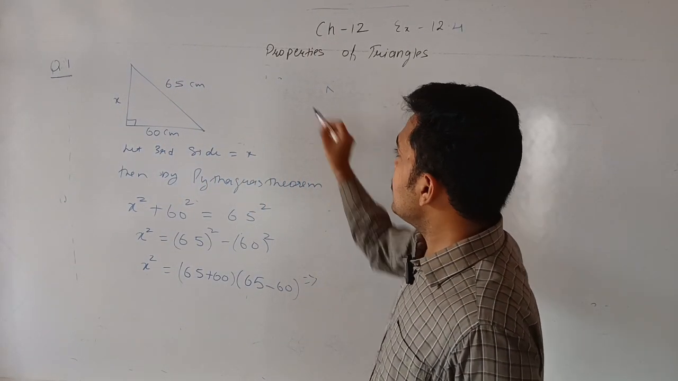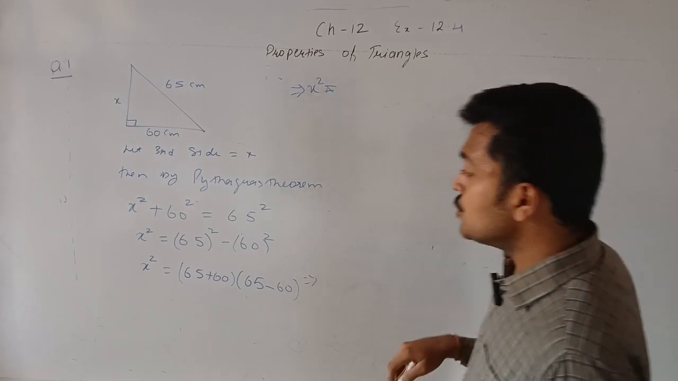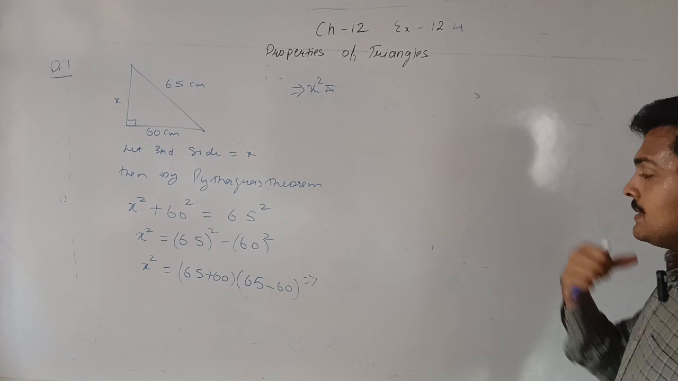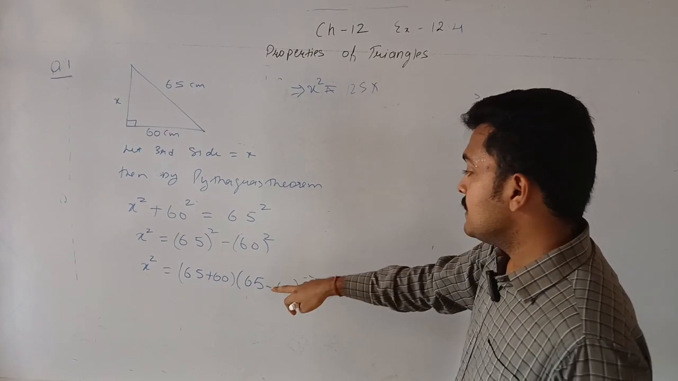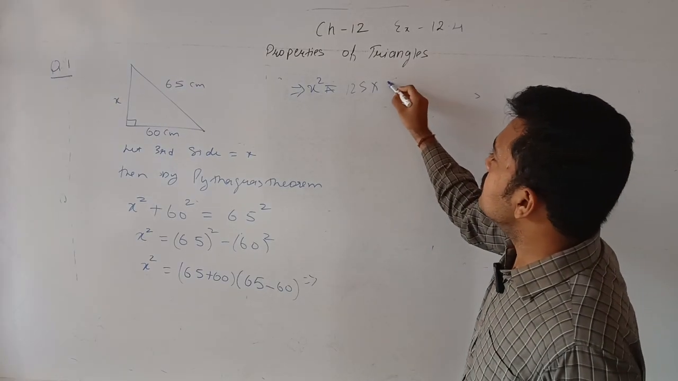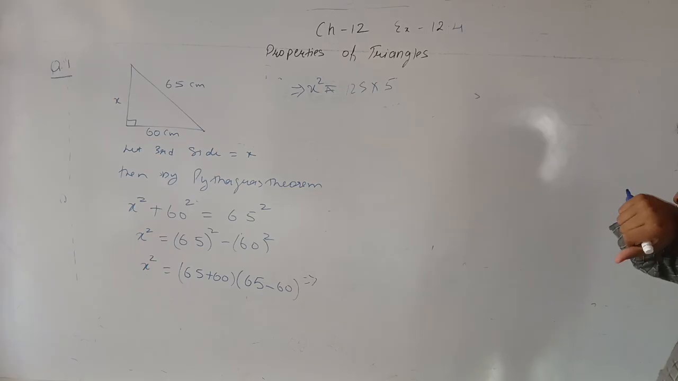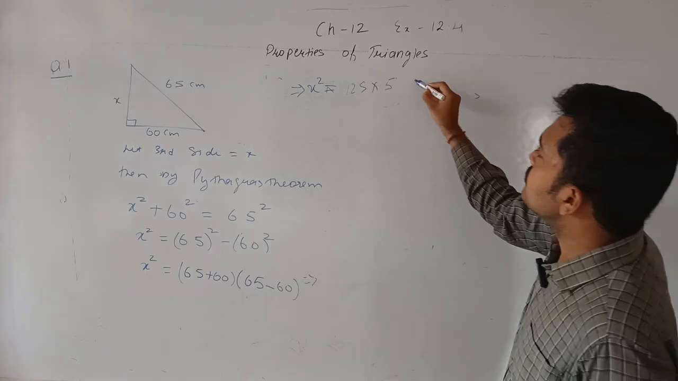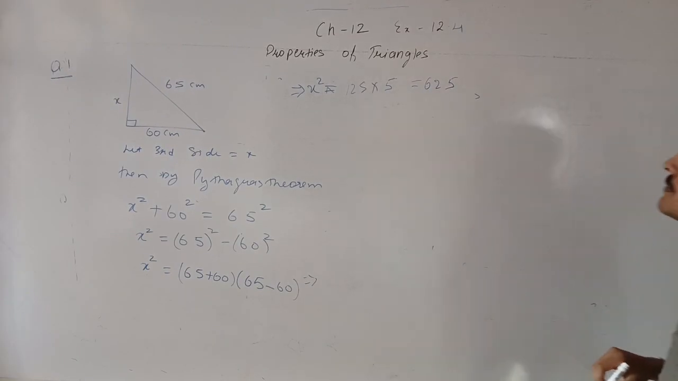So this comes out to be x squared is equal to, so x square will be equal to 125 into 5. 65 plus 60 is 125, and 65 minus 60 is 5. So x square comes out to be 125 into 5, which is equal to 625.